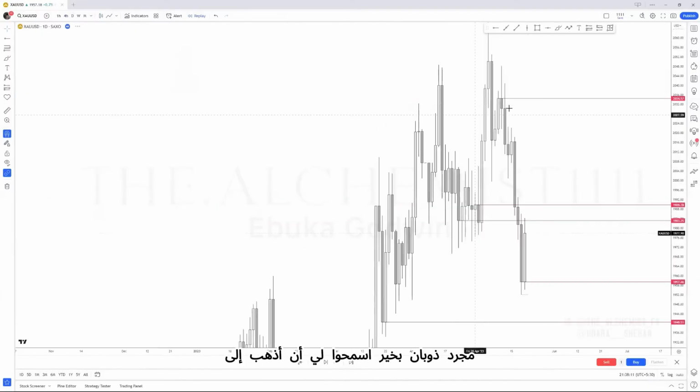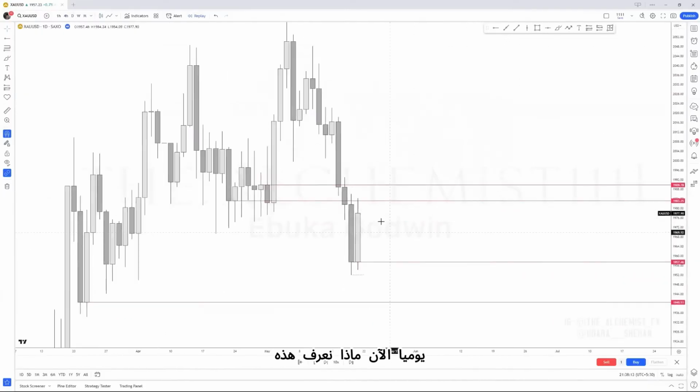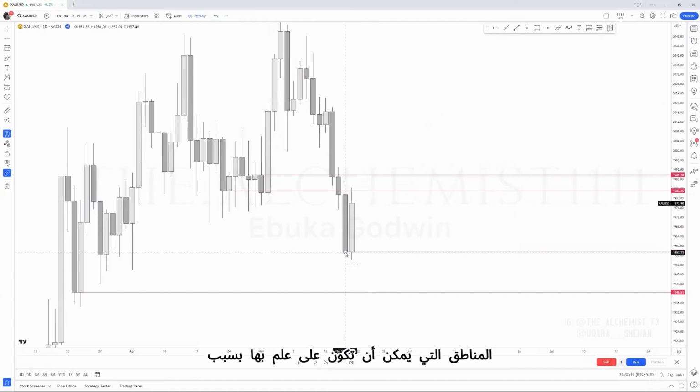Now let me go to the daily. What do we know? These are zones that you could be aware of because weekly is in a bearish storyline. Daily supports will be your obstacles. And now what you could do is refine all of these into lower time frames. I've always told that to you, right?